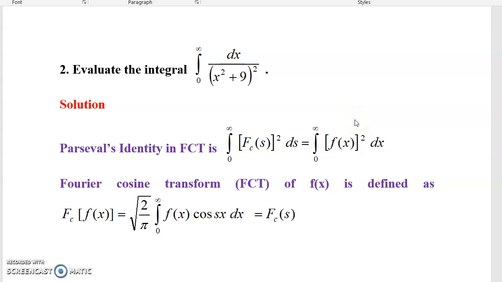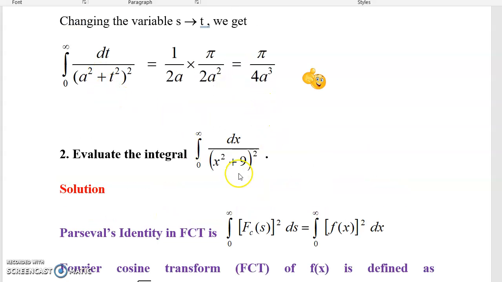Now let us do one more problem. Evaluate the integral 0 to infinity dx by x squared plus 9 the whole square. So this is exactly similar to the previous problem.